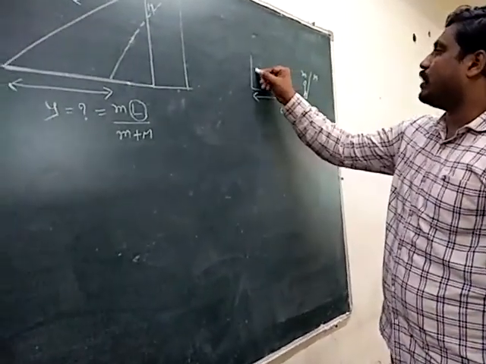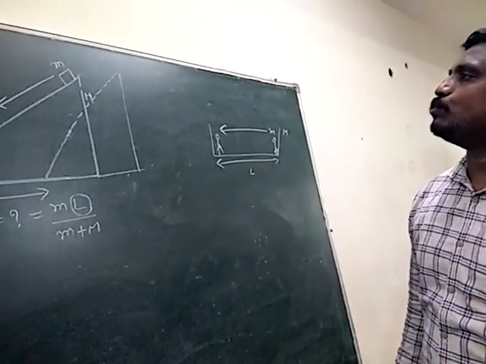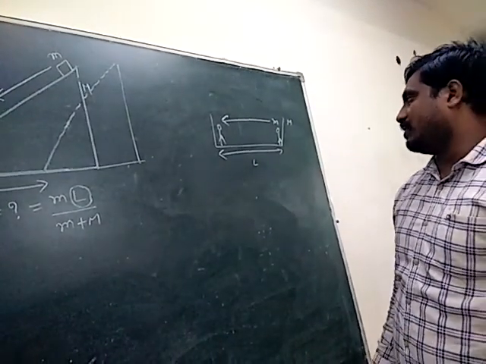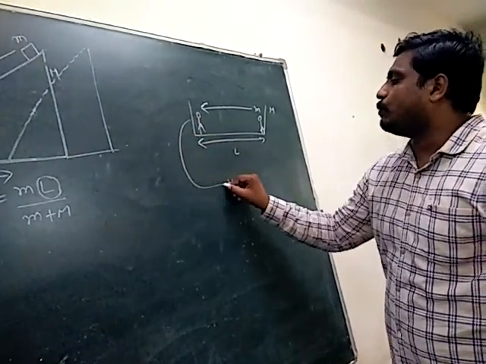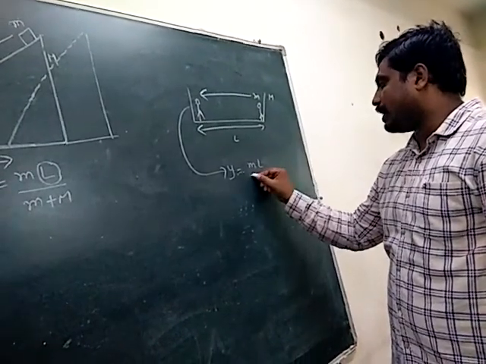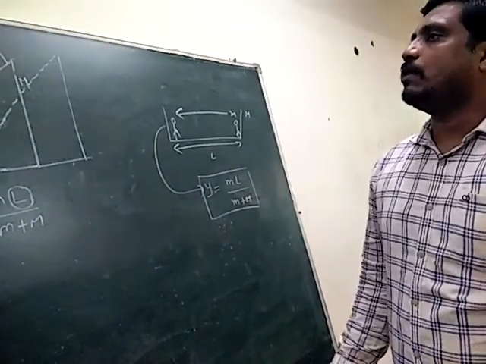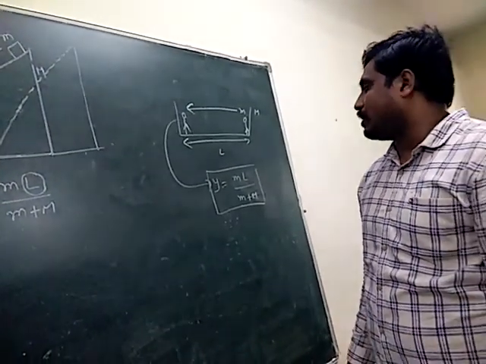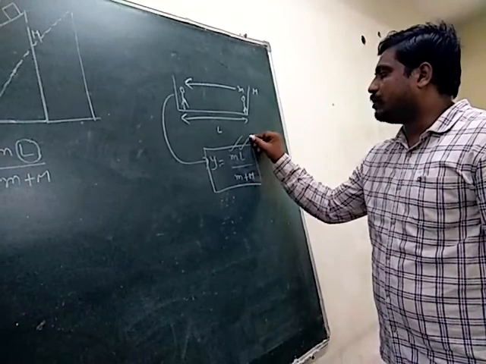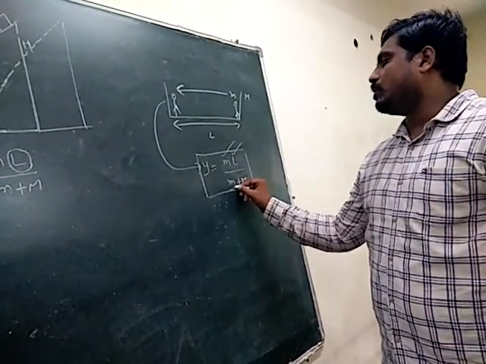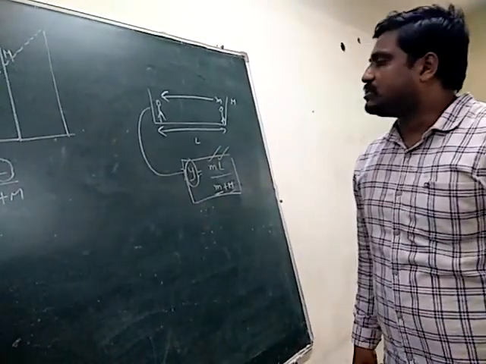Here the boy moves from one end of the boat to the other end. The boy moves in one direction, the boat moves in the backward direction, according to the law of conservation of linear momentum. Here also y, the distance moved by the boat, is equal to small m into capital L by small m plus capital M. Here small m indicates the mass of the boy, L indicates the distance moved by the boy, capital M indicates the mass of the boat, and y indicates the distance moved by the boat.